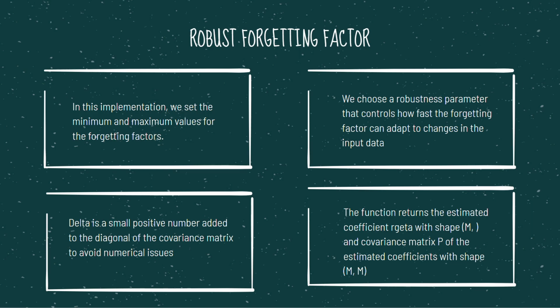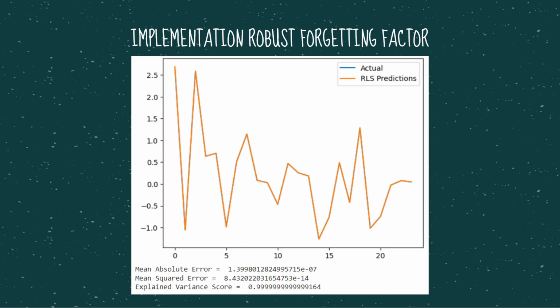Robust variable forgetting factor. In this implementation, we set the minimum and maximum values for the forgetting factors. We choose a robustness parameter that controls how fast the forgetting factor can adapt to changes in the input data. Delta is a small positive number added to the diagonal of a covariance matrix to avoid numerical issues. This function returns the estimated coefficients with shape m and the covariance matrix P of the estimated coefficients with the shape m, m. Let's have a look at the results of applying robust variable forgetting factor on daily demand forecasting data.